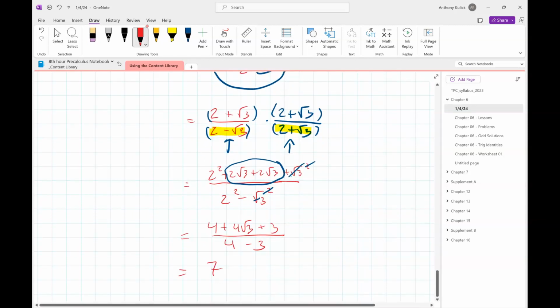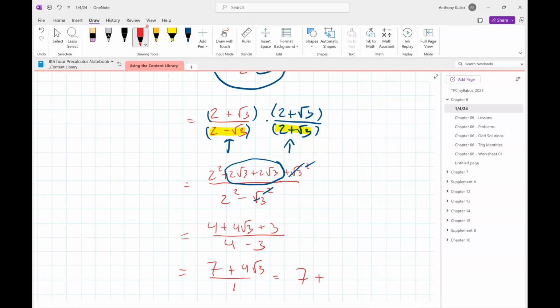So that becomes 7 plus 4 root 3 over 1. But the over 1 we don't even need. That can just become our final answer. That's like as bad as it'll get.